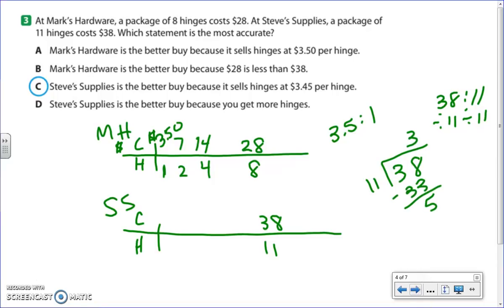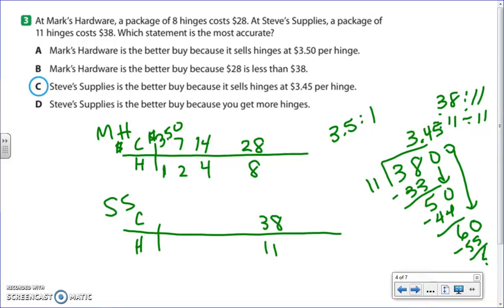If I take away 33, there's my decimal. I'm going to go ahead and bring my 0 down. And now 11 goes into 54 times. Minus 44. 6. 0, bring that 0 down. 11 goes into 65 times. Minus 55, which is 5. And it's going to keep going and going.